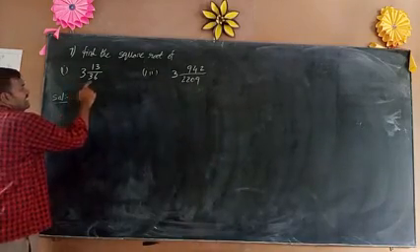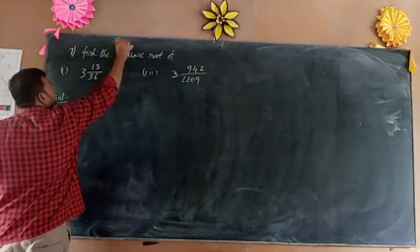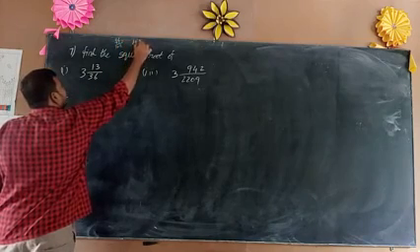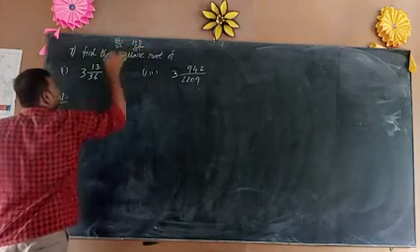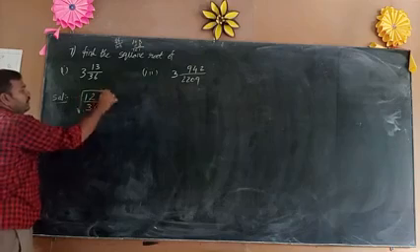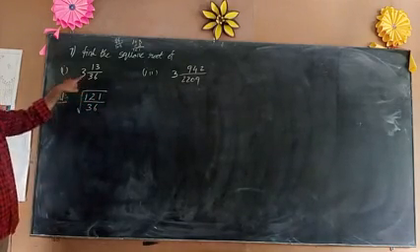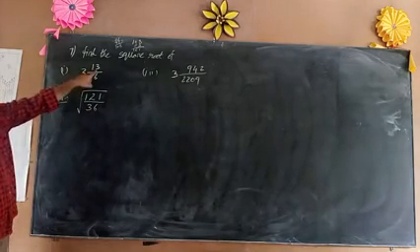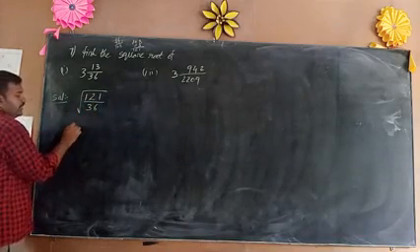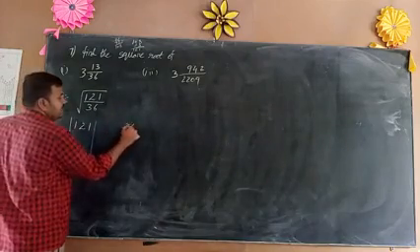36 threes are 108. 36 into 3, 6 threes are 18, so 108. To this 108 we have to add 13, that is 121 by 36. How did this 121 come? 36 times 3 is 108 plus 13, that is 121. Now we have to find the square root of the numerator and denominator: 121 in the division method, and 36 in the division method.